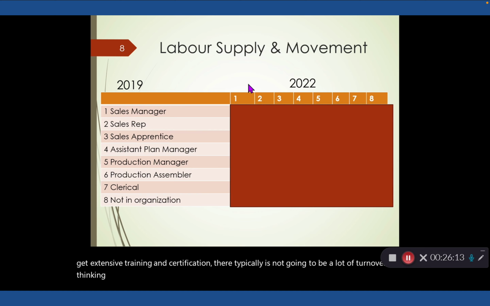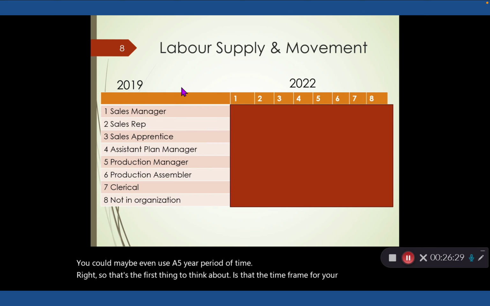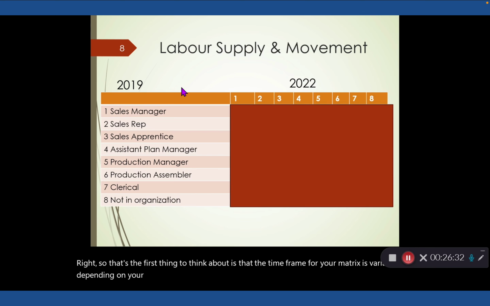So thinking about physicians, attorneys, professors, things like that, you could maybe even use a 5-year period of time, right? So that's the first thing to think about: the time frame for your matrix is variable depending on your industry, job role, and things like that.